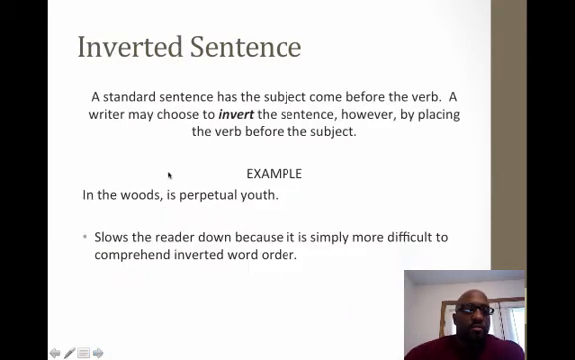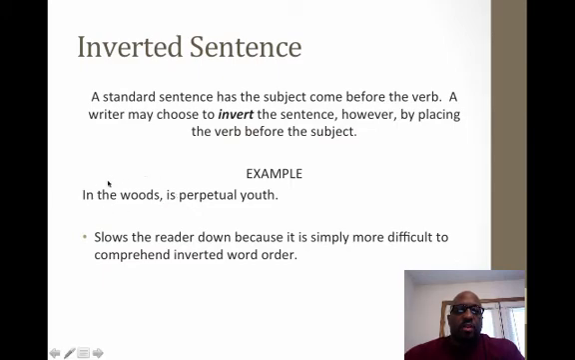All right, and then we have an inverted sentence. An inverted sentence is a standard sentence that has a subject come before the verb, and a writer may choose to invert the sentence by placing the verb before the subject. So here you have, in the woods is perpetual youth. Now, the reason why this is inverted is because the verb is coming before the subject.